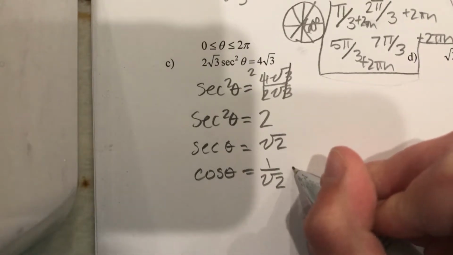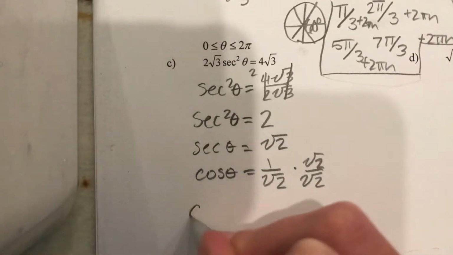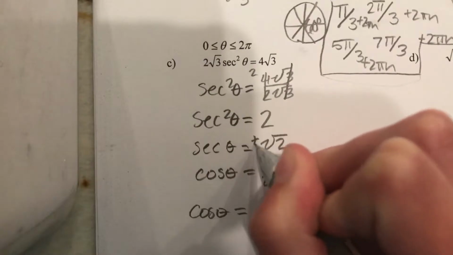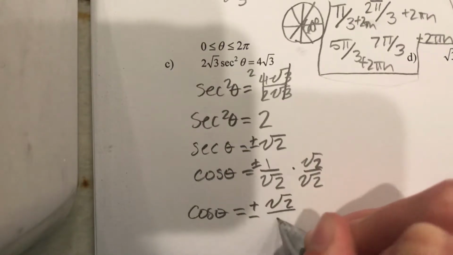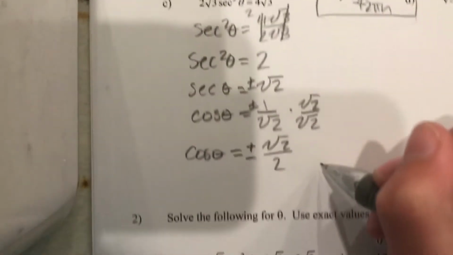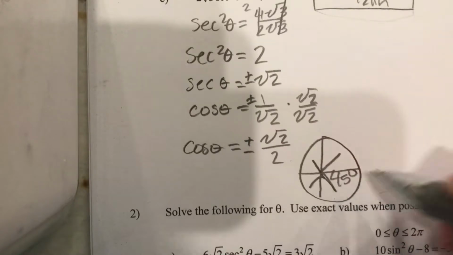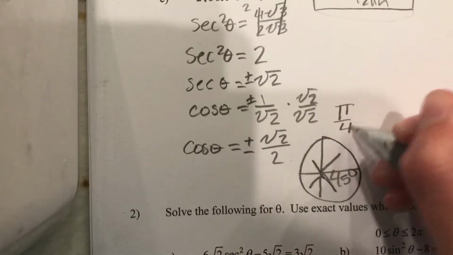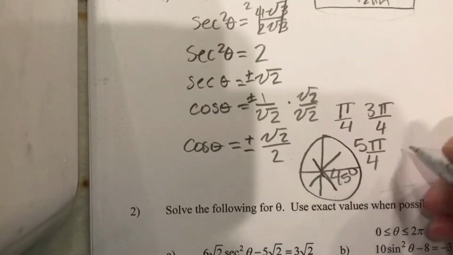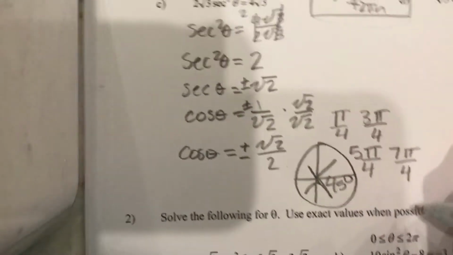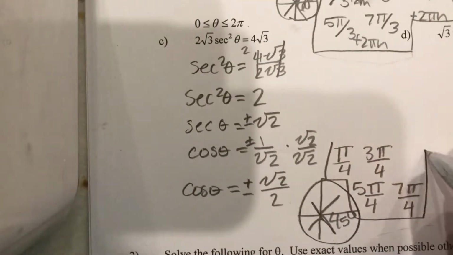And then you have to multiply it by root 2 over root 2 in order to make it legal. So then you get cosine, also it's all plus or minus, root 2 over 2. So it's a 45-degree angle, so then on your circle, you have the 45s, which then gives you pi over 4, 3 pi over 4, 5 pi over 4, and 7 pi over 4. And since there's a domain restriction, you don't add plus 2 pi n to your answer.